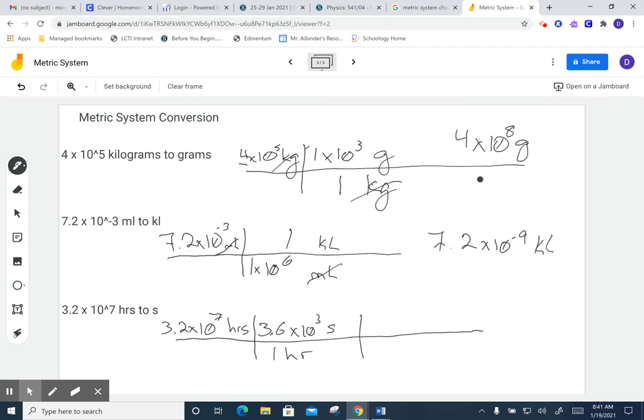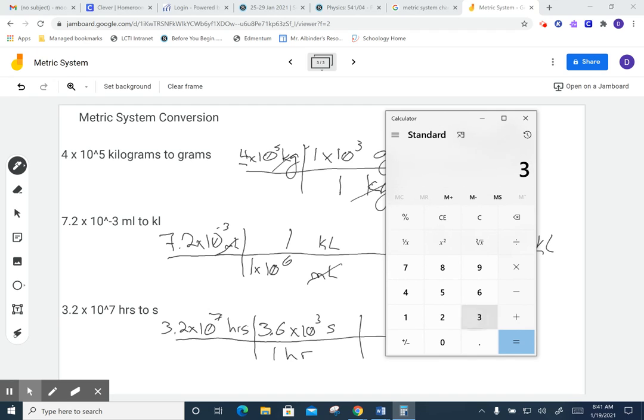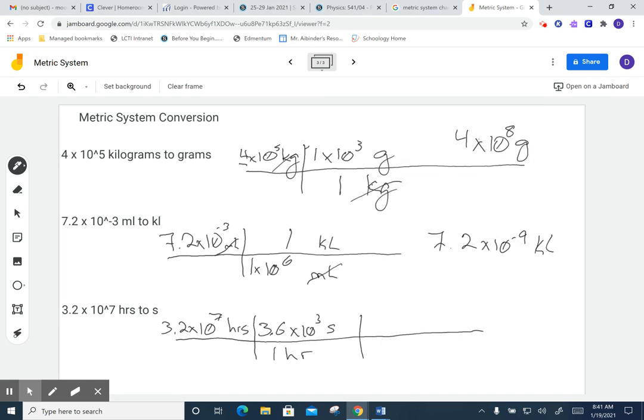Now, 3.2 times 3.6. Bring up a calculator. 11.52. Okay, so let's get rid of a little room here. 11.52, right? Okay, so 11.52 times 10 to the, well, 10 to the 7th times 10 to the 3rd is 10 to the 10th. 10 to the 10th seconds. Problem is, this isn't in scientific notation. And also, we are not at significant digits. Sig figs, we should have 2.